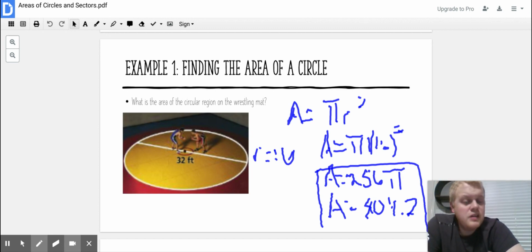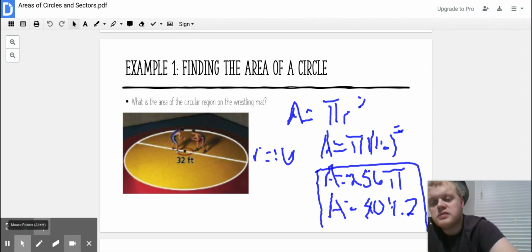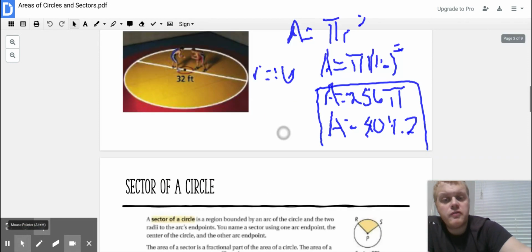If it's nearest tenth, type it all in your calculator. If not, leave it in terms of pi. So you could see both answers. You don't have to write both. Just know what you're solving for.